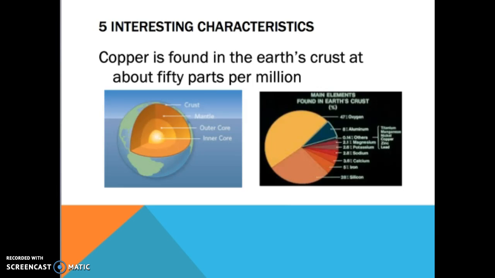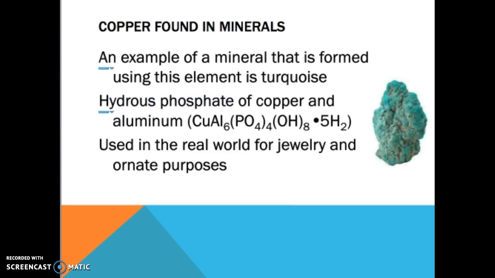Copper is found in the Earth's upper crust. It's about 50 parts per million. So up here, it's actually found right here. Not that it's made in the Earth's crust, that's found in the Earth's crust. I don't think you're able to really make it up. Right here, you can see it in 0.14% of other materials. It is located right here on the copper portion.